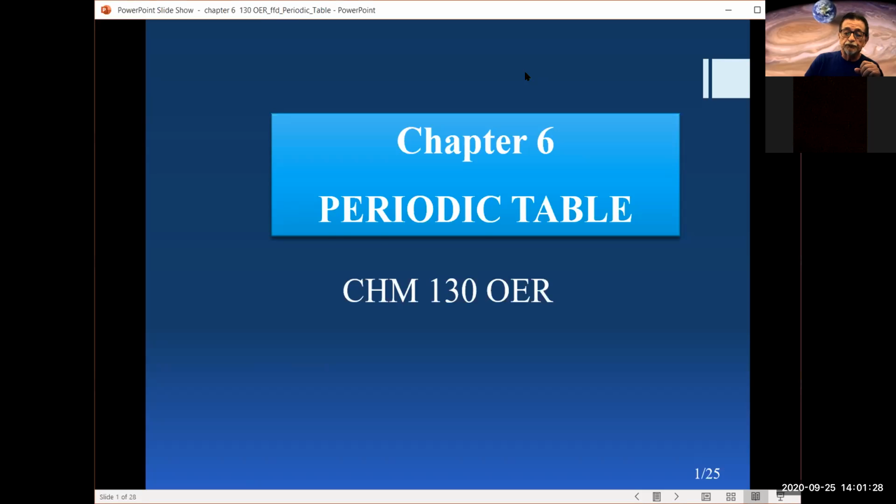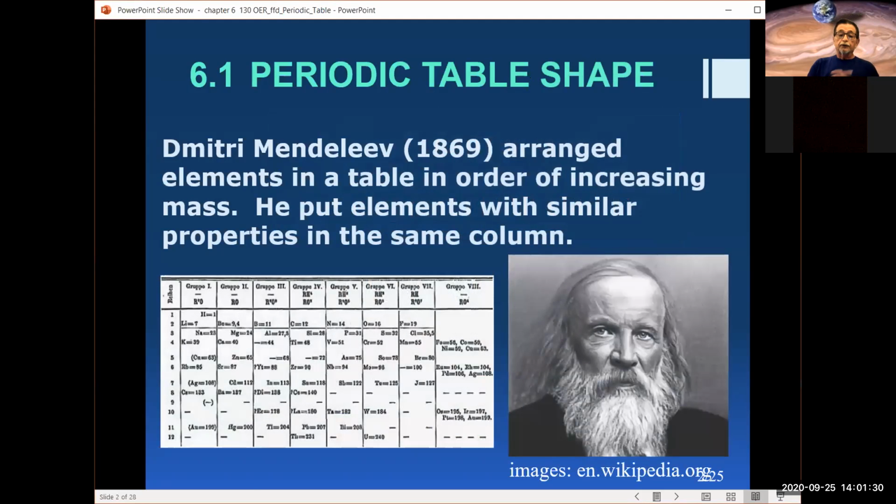Let's talk about the periodic table. Chapter 6. Very short chapter. Okay. Well, the periodic table is fairly old. Actually, Dmitri Mendeleev back in 1869 proposed a periodic table.